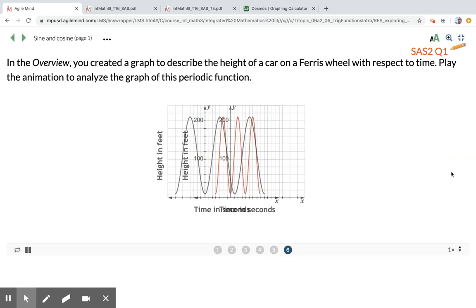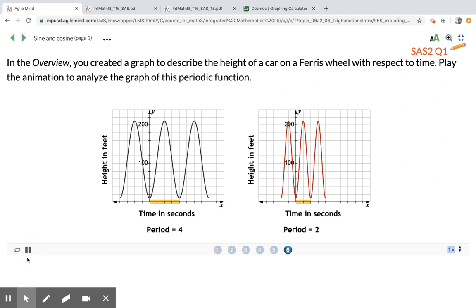So what's changed here? What's changed? What's remained the same? All that kind of stuff. Hang on.